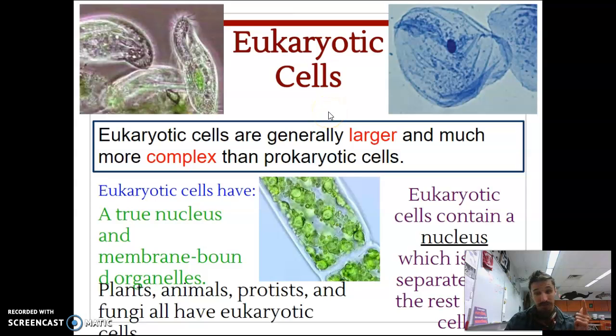Plants, animals like us, things called protists and fungi, all are eukaryotic cells or comprised of eukaryotic cells. Those big, complex, nucleus-having cells.